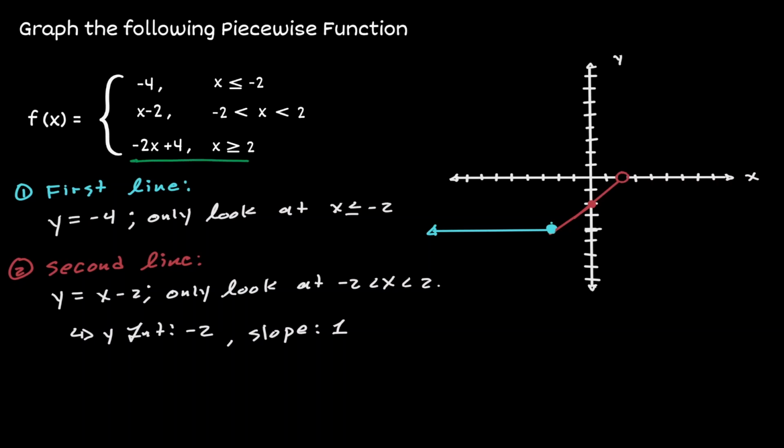Now let's take a look at the third line. So here we have our comma, and on the left-hand side, it's telling us that we're only going to consider the equation y equals -2x plus 4. And the right-hand side is going to tell us the restriction or the values of x that we will use, which in this case are those x values which are greater than or equal to 2.